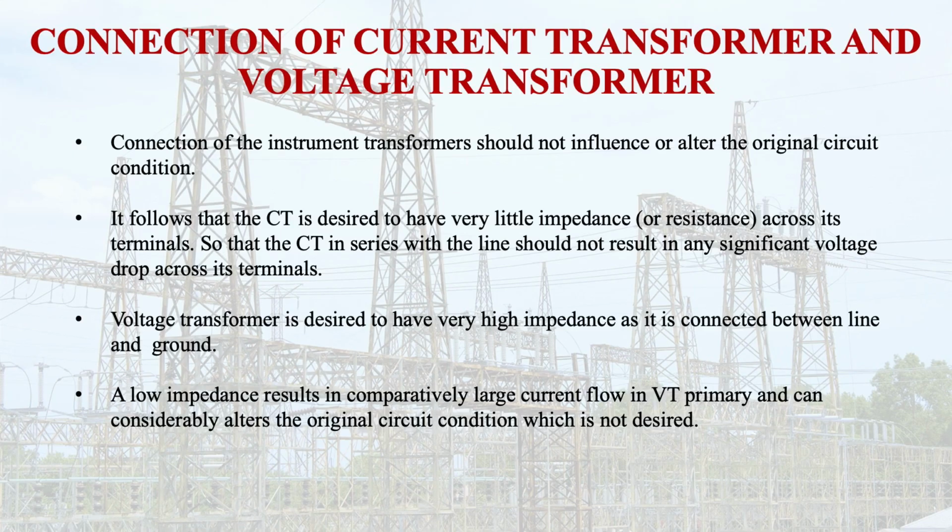Because what we want to measure is the voltage, and because it is connected between the line and ground, that means we want that there should not be any current through this voltage transformer. So a low impedance results in comparatively large current flow in the VT primary, and can considerably alter the original circuit condition, which is not desired. So we do not want it to have low impedance, because low impedance means less resistance, and that means it can cause current to flow through it.